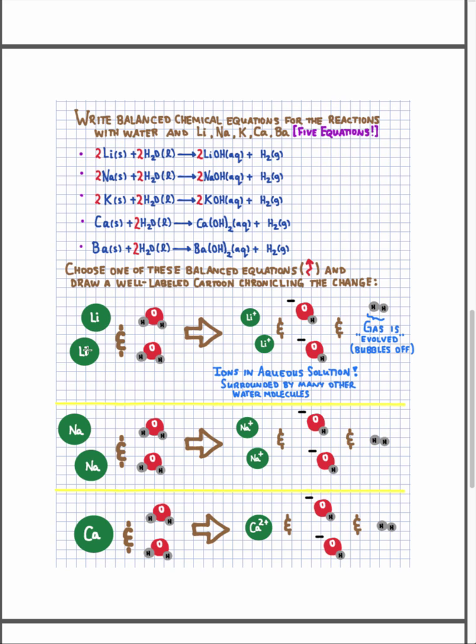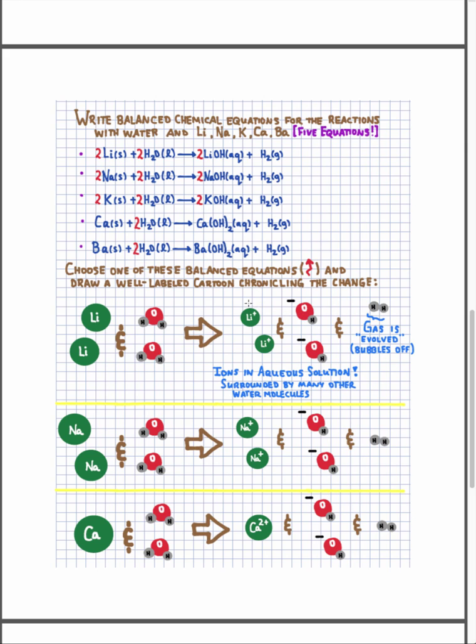Cartoons, lithium ions. Oh, the balanced equation said 2 lithium atoms and 2 waters. 2 lithium atoms and 2 waters react to give 2 lithium ions, 2 hydroxides, and a hydrogen gas molecule. That's 1 hydrogen gas molecule, 2 lithiums and 2 hydroxides. These are all floating around in the water because, well, for one thing, lithium hydroxide is able to dissolve in the water.